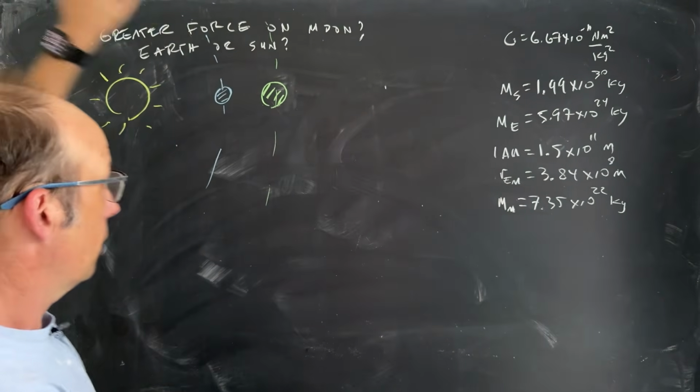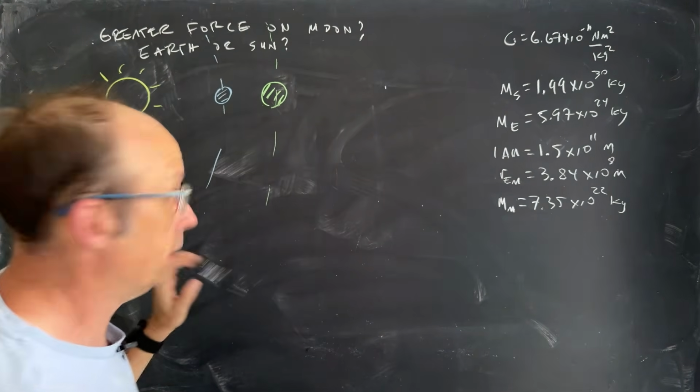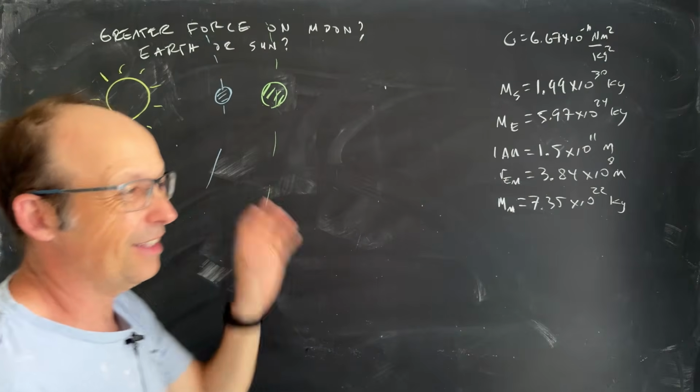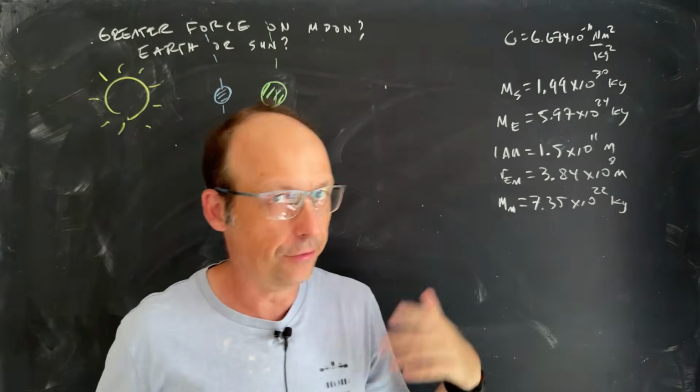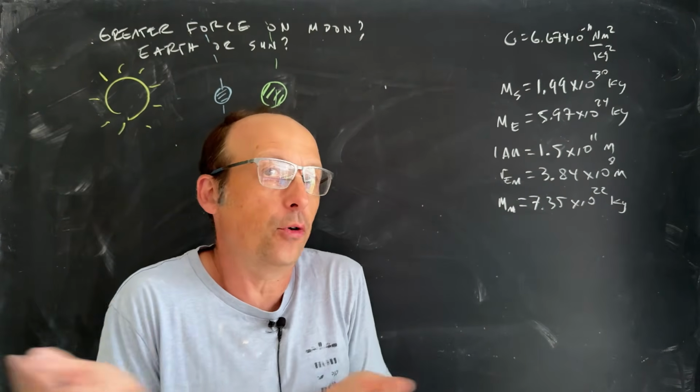Physics problem. Here's the sun. Don't look at the sun. There's the moon. There's the Earth. This is at a new moon. Okay, so it doesn't really matter. But the point is that the moon's in between the Earth and the sun.